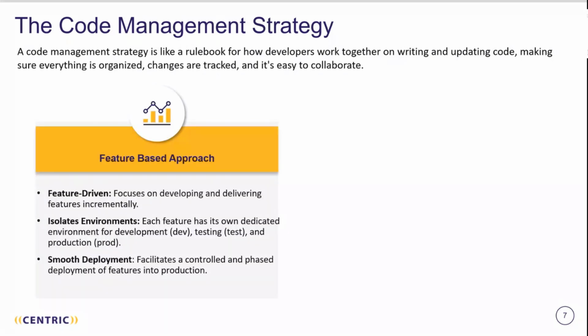I'm suggesting a first approach, the feature-based approach, where you have three different branches: a development branch, a testing branch, and a production branch. And then you can use each branch to promote your Databricks code to different Databricks workspaces.